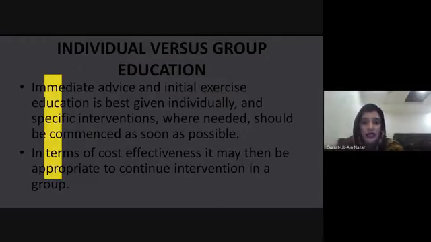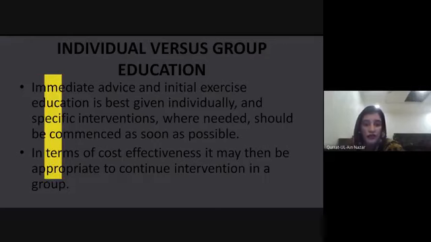Immediate advice and initial exercise education is best given individually, and specific interventions are also needed, and they should be commenced as soon as possible. In terms of cost effectiveness, it may then be appropriate to continue interventions in a group. Individual suitability will be determined by assessments. The majority of new mothers enjoy the group approach. There are many mothers who learn with the help of the group approach.